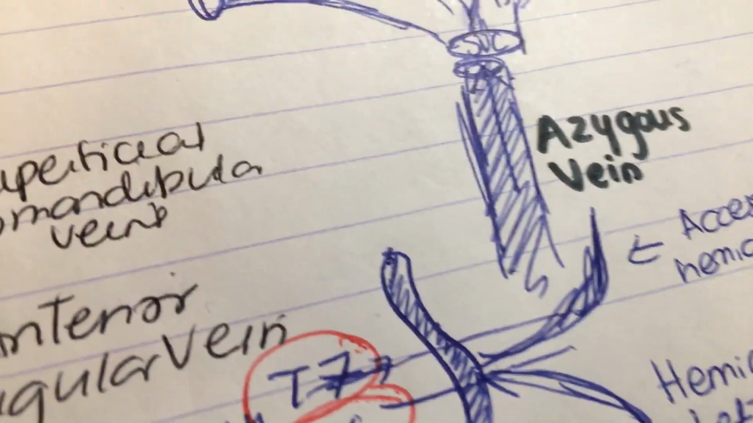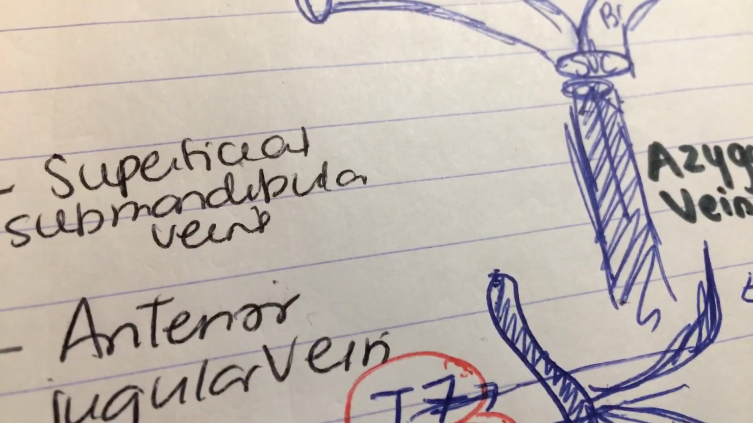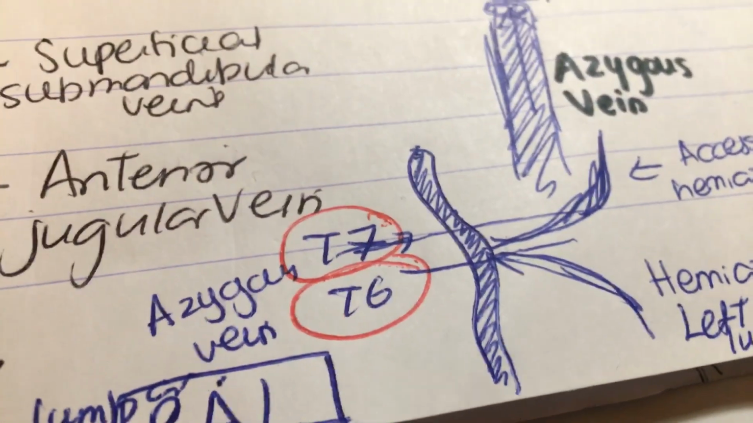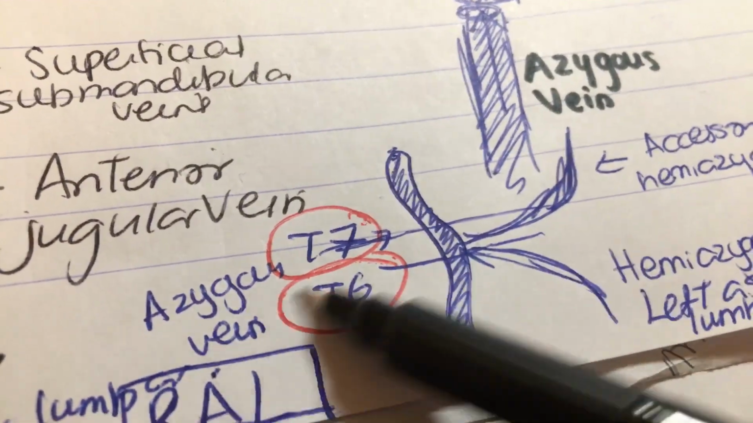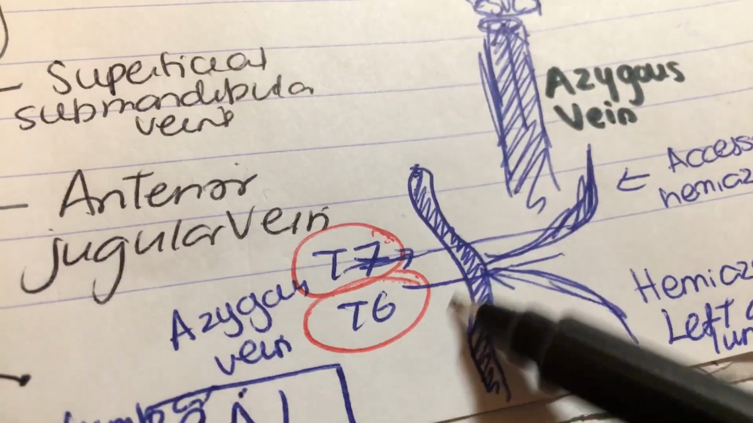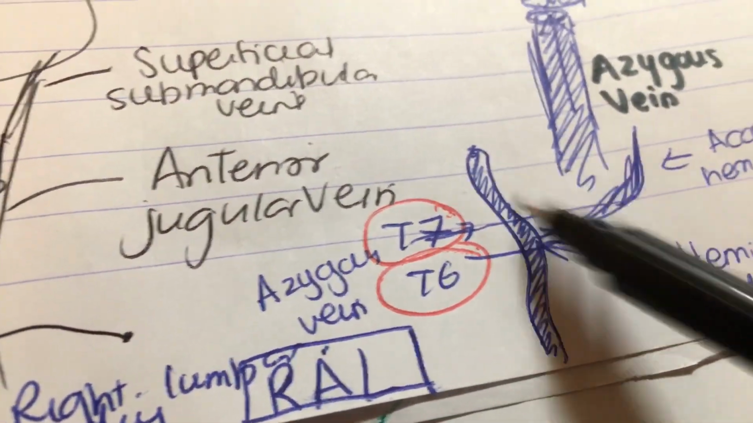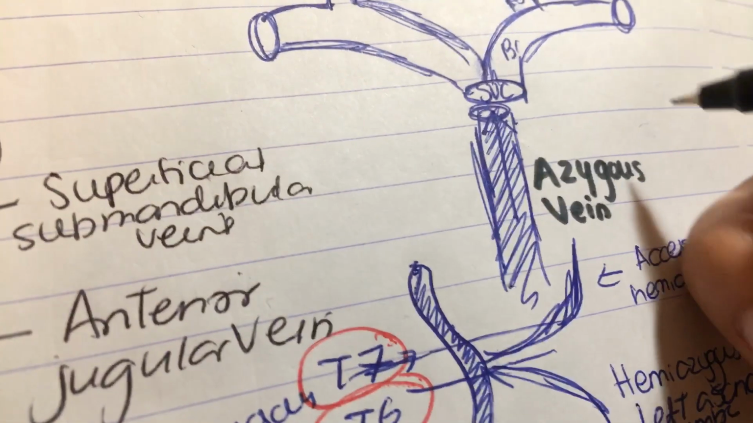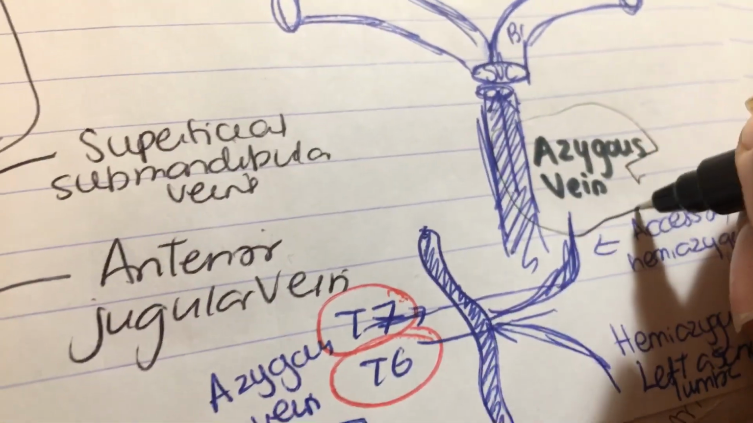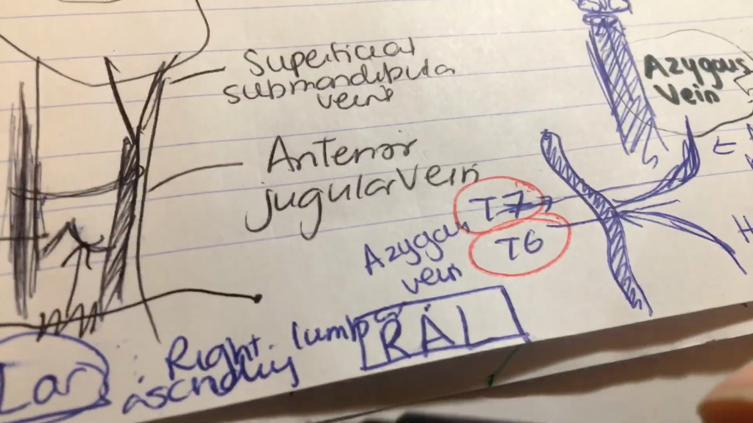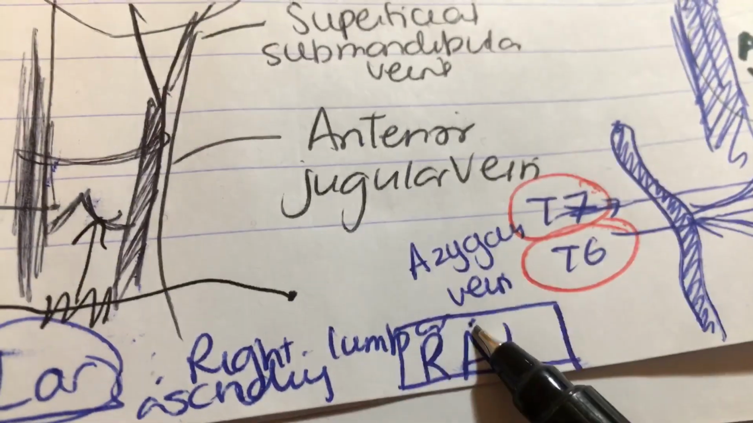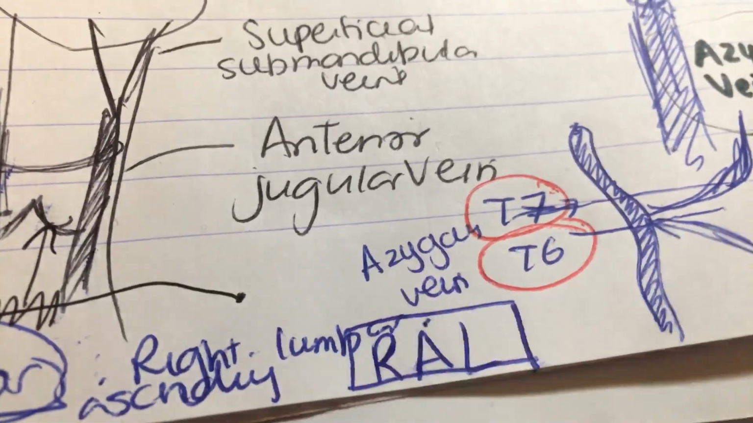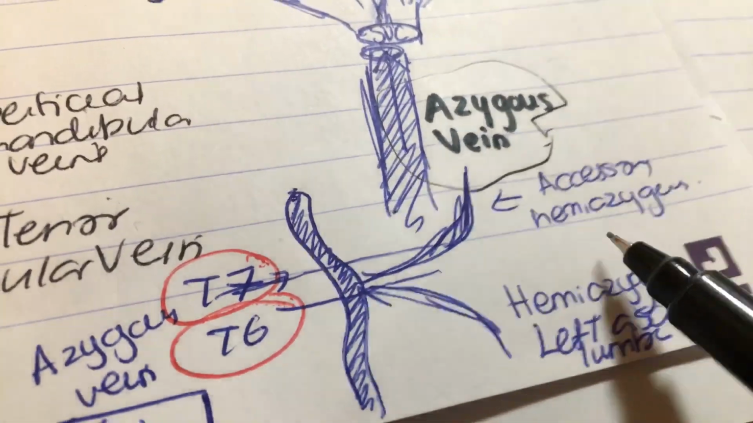Into the azygous vein goes the hemiazygous vein and the accessory hemiazygous vein. The hemiazygous vein goes into the azygous vein at the level between the thoracic 6th vertebra and the thoracic 7th vertebra. And how to remember what forms the azygous vein is an important question. Remember RAL or LR. The azygous vein comes from the right ascending lumbar vein. Therefore, naturally, the hemiazygous comes from the left ascending lumbar.